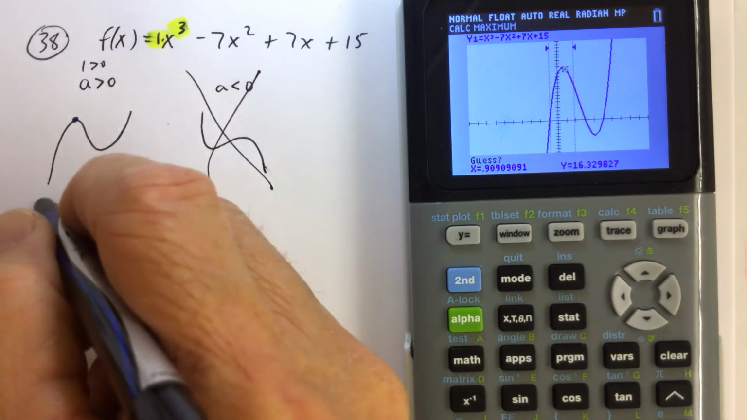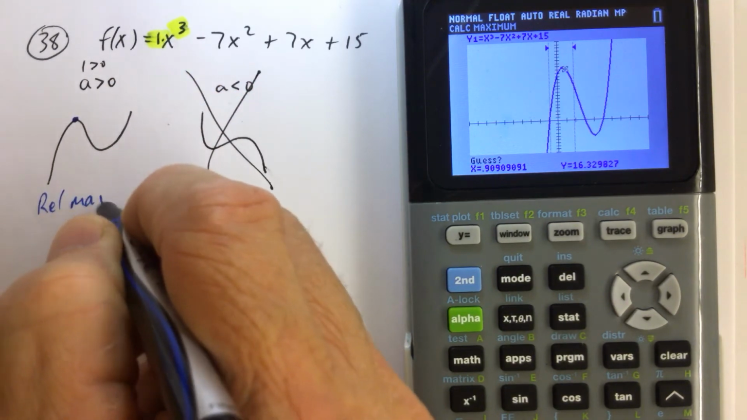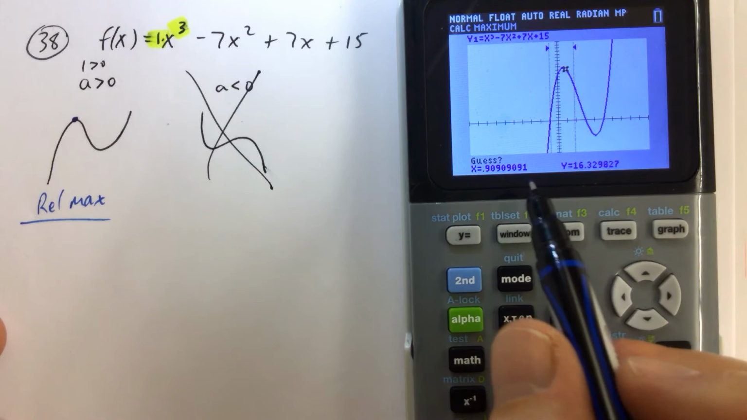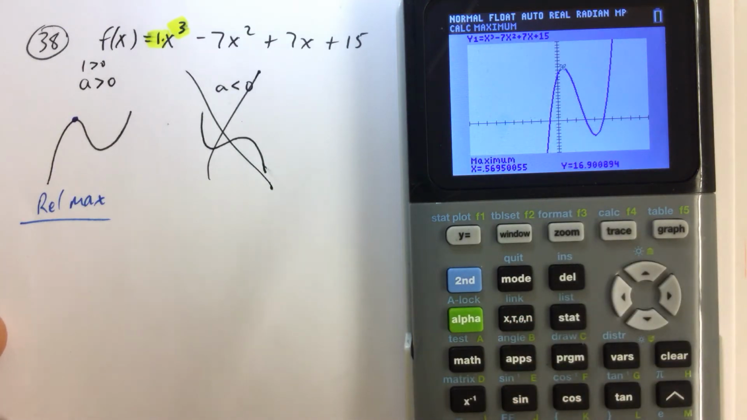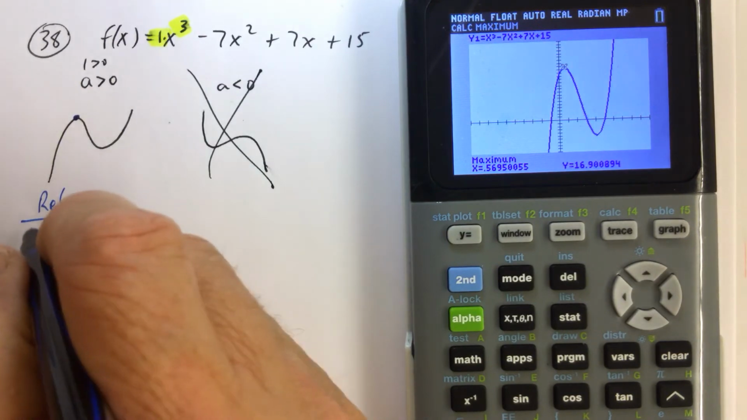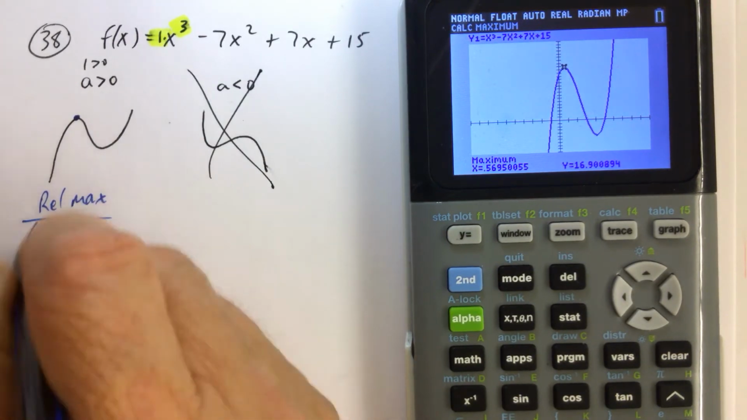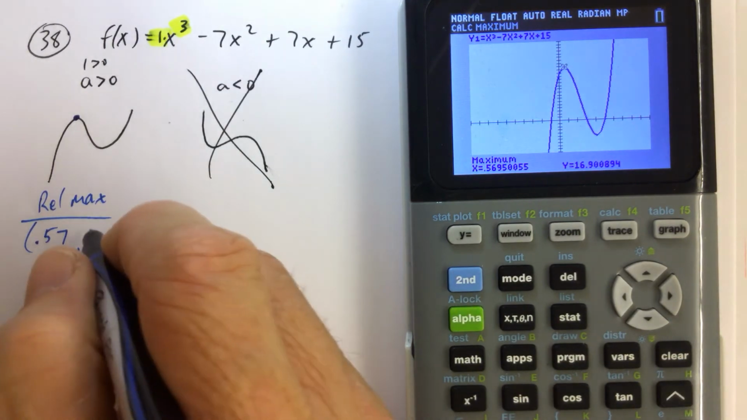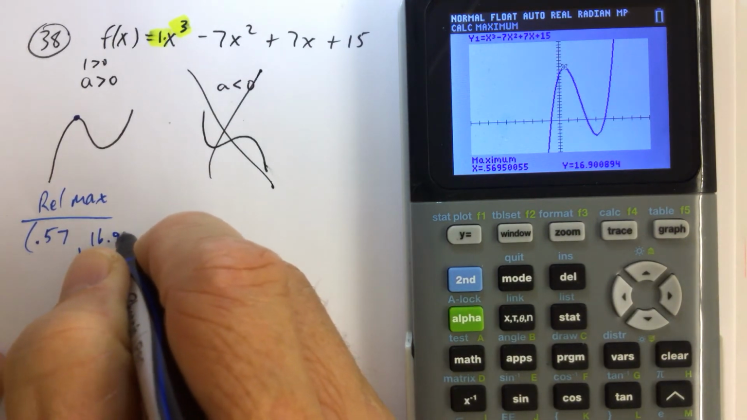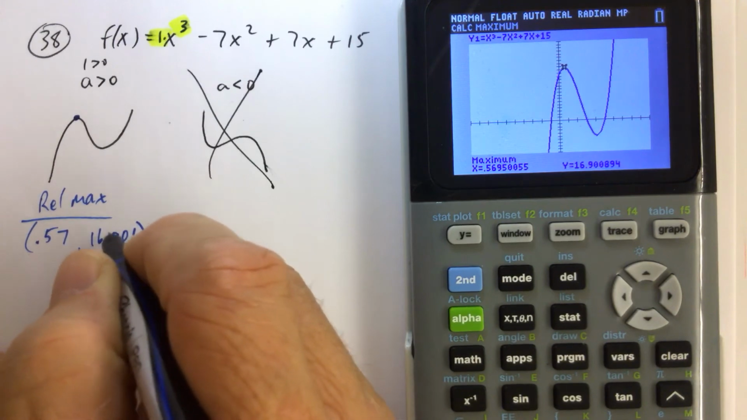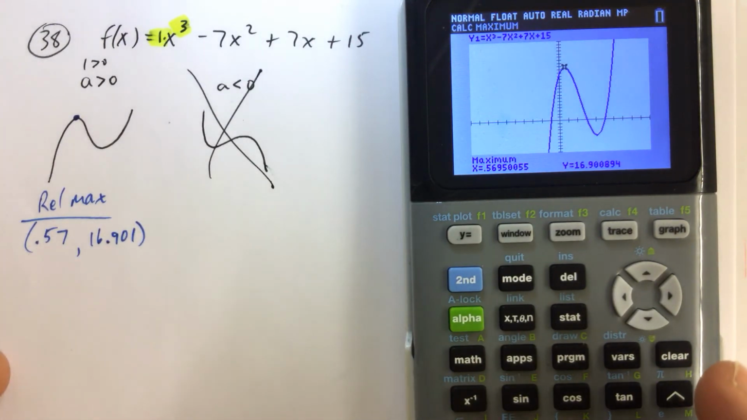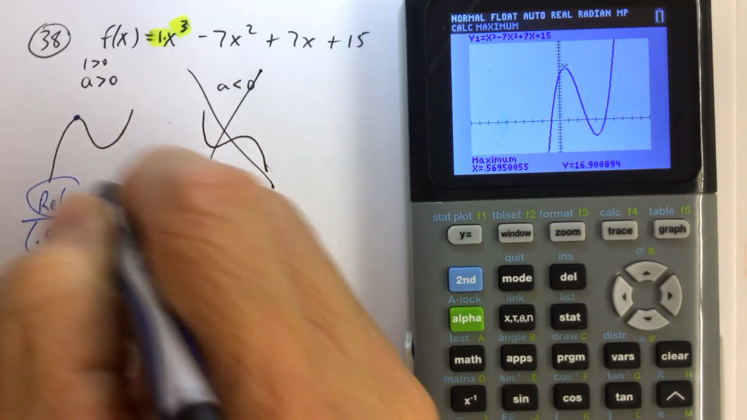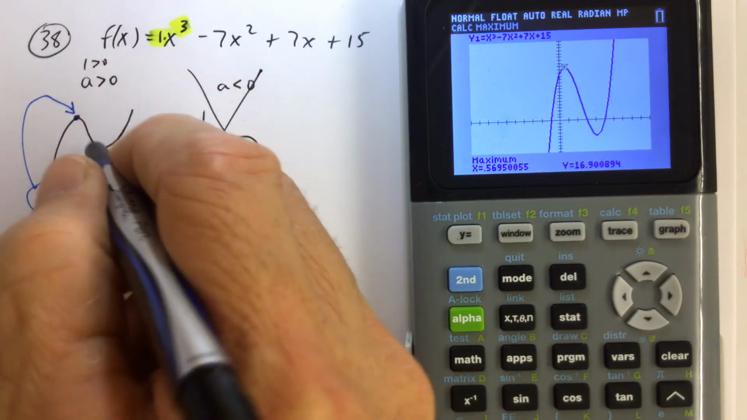So here the relative max has coordinates, guess, I have to make sure I put the guess. It has coordinates 0.5695, so 0.57, comma 16.901. It's really funny that those numbers are really similar to the last problem. Interesting. And then the relative min, so the relative max is right there. You want to make sure you label that.